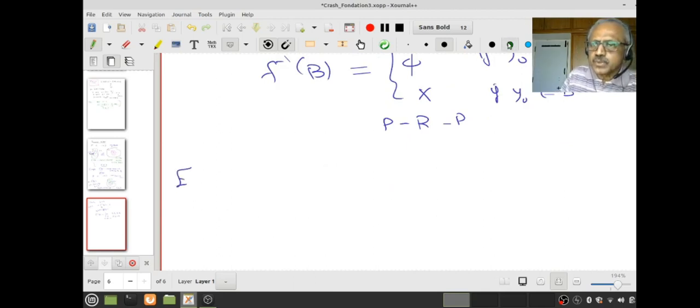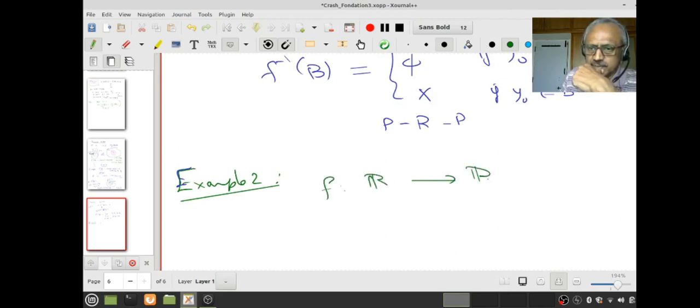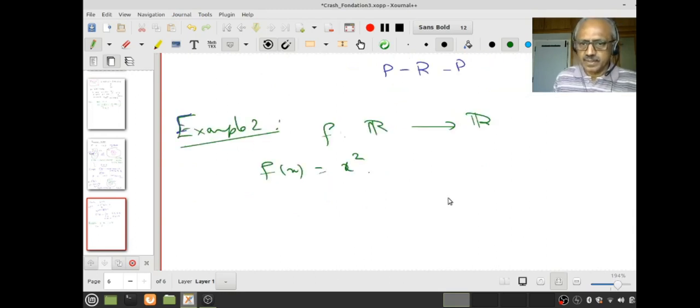Let us look at example 2 now. Suppose I have f from R to R. This is my favorite example at the BSc level, usually. And f of x equal to x squared. Now suppose my set B, which is a subset of the codomain, is the singleton 4. Then what is f inverse of B?